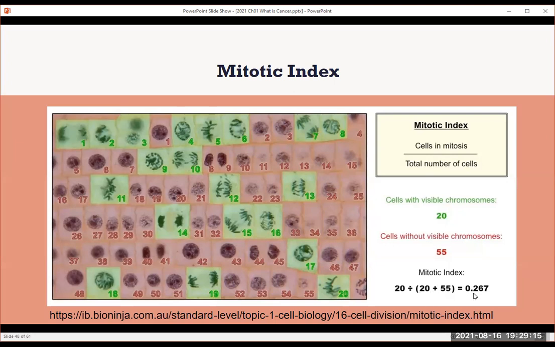So if I do the division, cells in mitosis over the total number of cells, then I can get a ratio. So this is a mitotic index, 0.267. You could get a mitotic index, and that'll give you an indication of the rate of cell division that's happening in this population of cells.